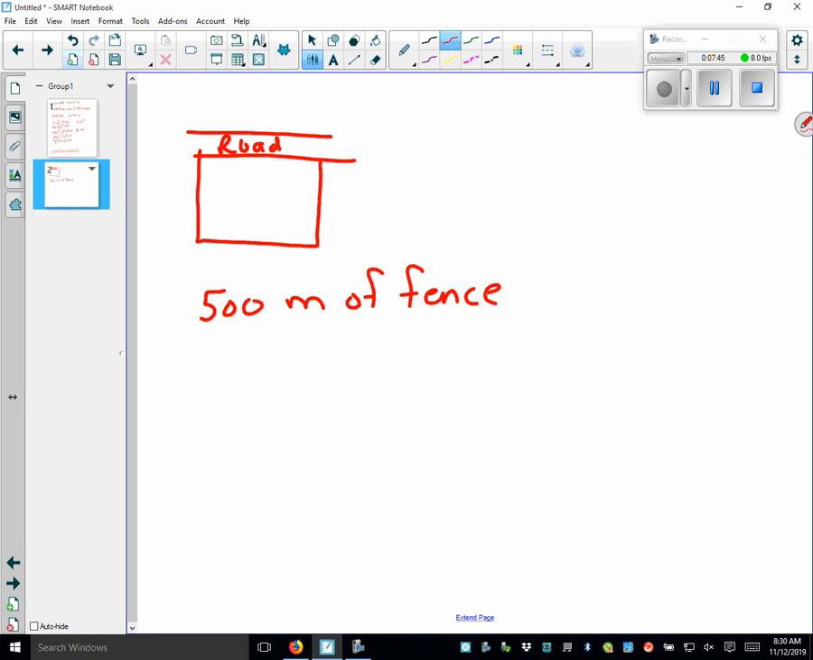What's the largest rectangle I can enclose? Name the size of the rectangle. No, it is a rectangle. They are not all three the same. X and Y. Which ones are which? I would like X to be on the side. Okay, so if that's X, what's this? X. What's this? Y. So how much fence am I using? How do I represent fence used? 2X plus Y.